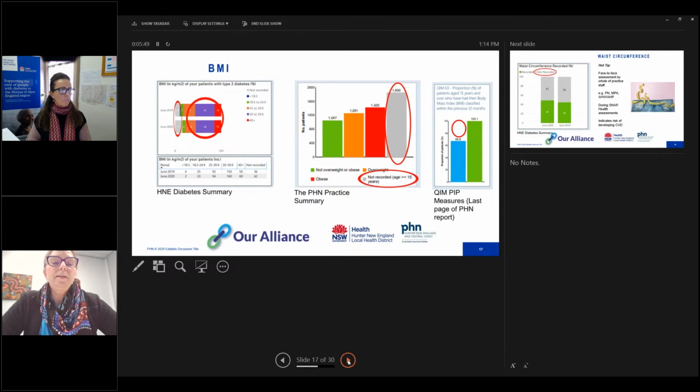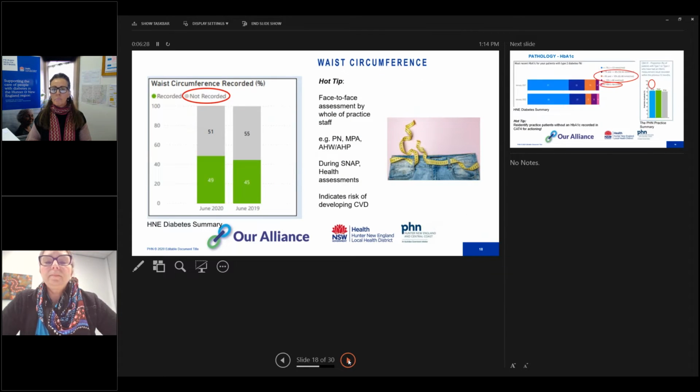So BMI is similar. In the diabetes report, there is a portion that have not recorded a height and a weight, and also obviously some high rates of overweight, obesity, or morbid obesity. But in the PHN practice report, you could choose to work on recording of BMI across your entire practice. You can see there's probably, I think that says 1,800 missing. And across Australia, you can see that there's still missing BMI.